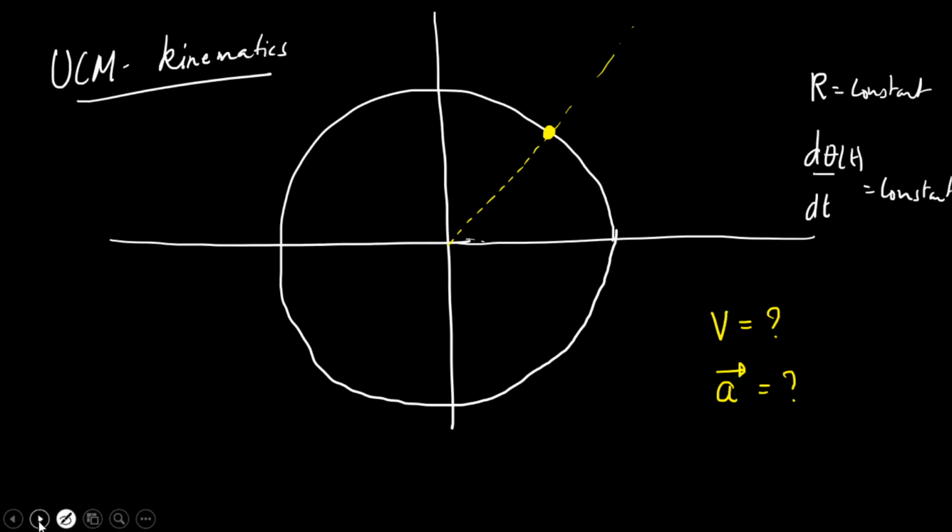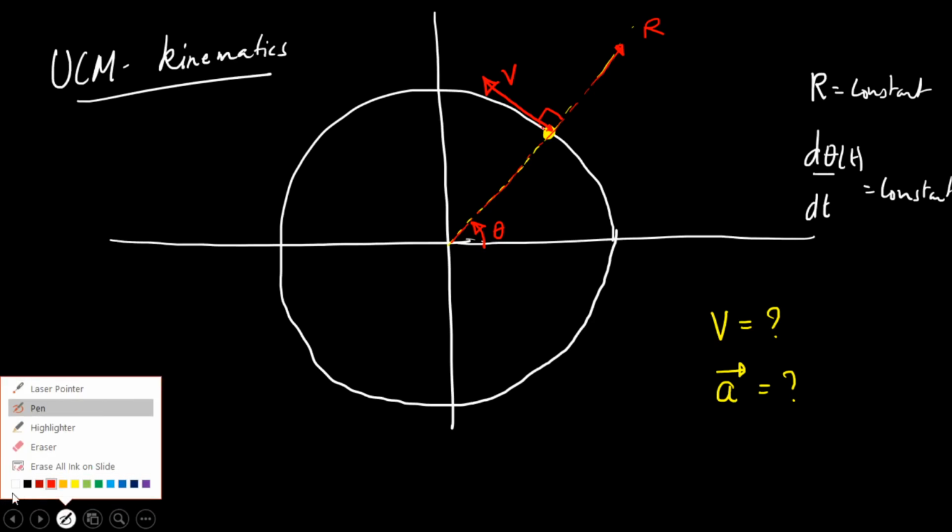And perhaps we should now take some time out and try to remember how we got the answer. The answer we got is that, look, this is the velocity, and let's say this is theta at that instant of time. Then the velocity is perpendicular to the so-called radial direction. So this is the radial direction, and the velocity is perpendicular to it if the object is moving in the anti-clockwise direction.